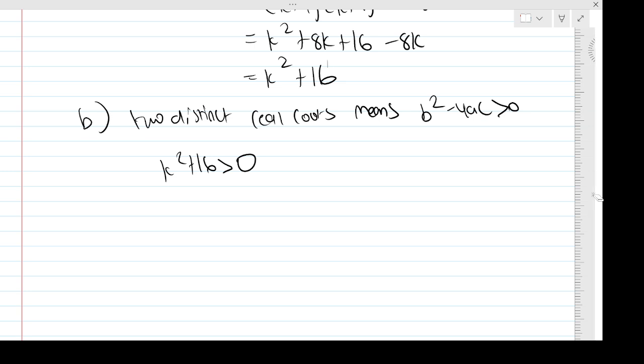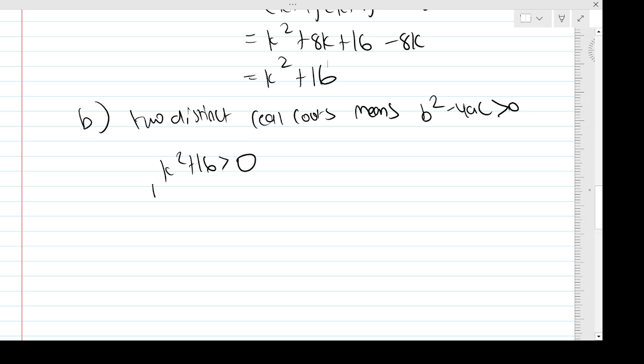Actually, we wouldn't be able to solve it, because if k squared plus 16 equals 0, then k squared would be equal to minus 16. We can't square root that. Anyway, it's greater than 0 for all values of k, so we do not think about solving. What that means is we need to just stare at it and see why it is greater than 0.